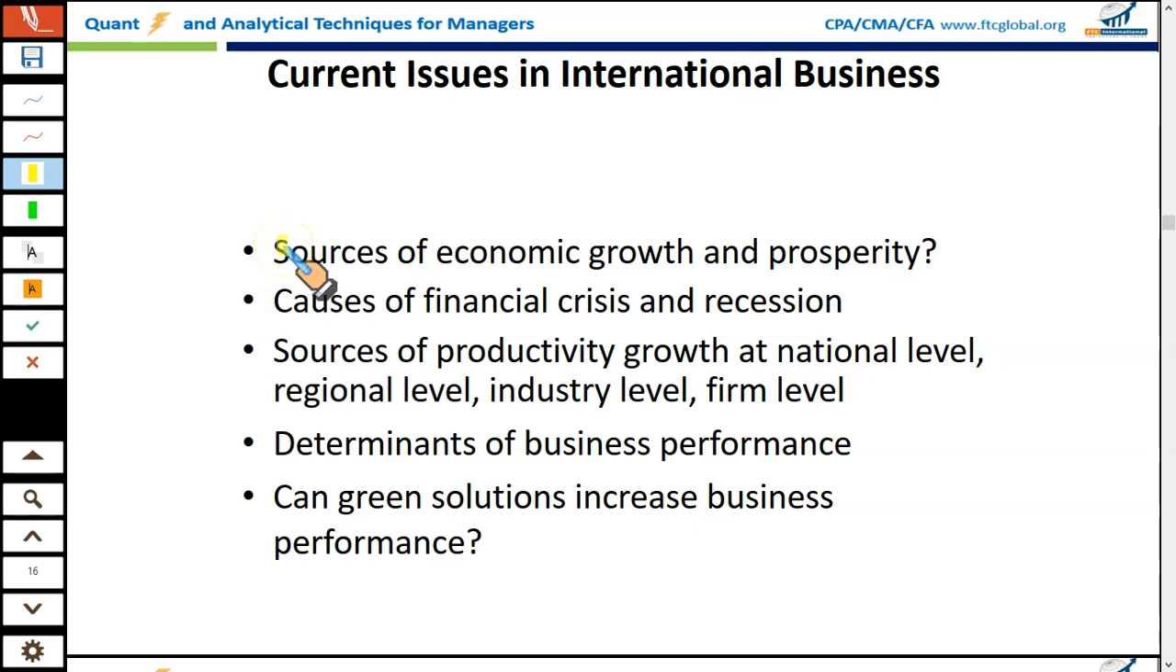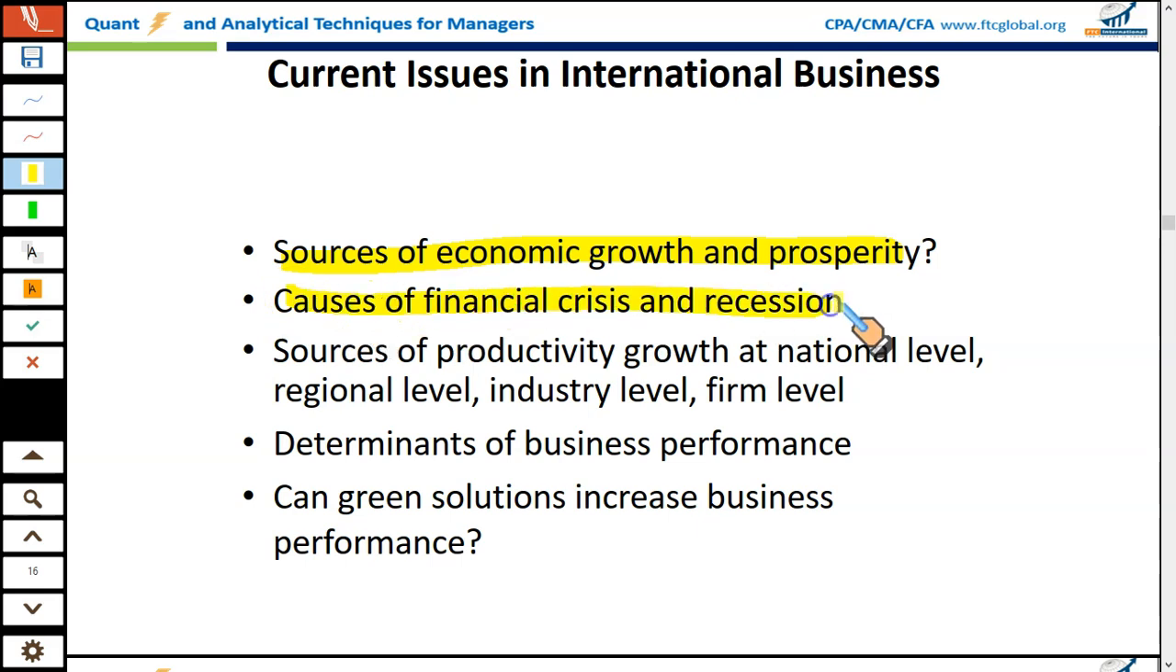Okay, current issues in international business: sources of economic growth and prosperity. So what are the sources of economic growth in the West? Technology, investment, education. Do they really help an economy grow and become wealthier? These are the questions we need to answer.